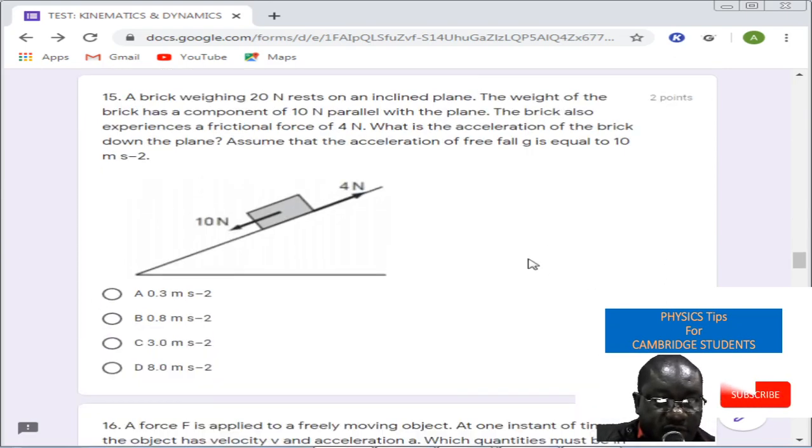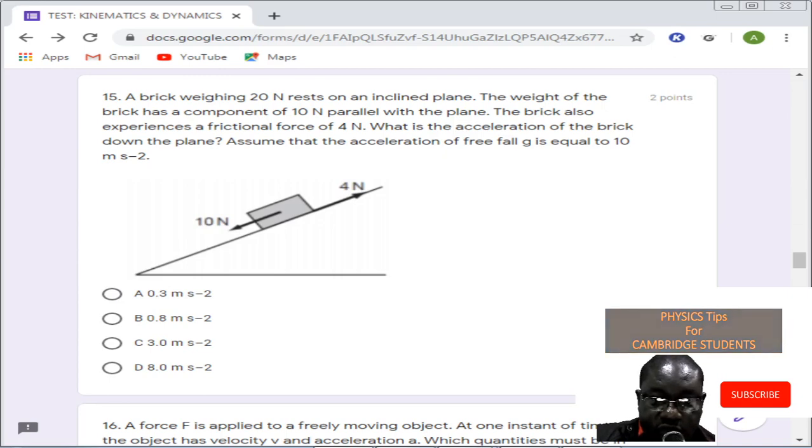Number 15, a brick weighing 20 newtons on an inclined plane. The weight of the brick has a component of 10 newtons parallel with the plane. The brick also experiences a frictional force of 4 newtons. What is the acceleration of the brick down the plane? Assume that the acceleration of free fall g is equal to 10 meters per second squared.